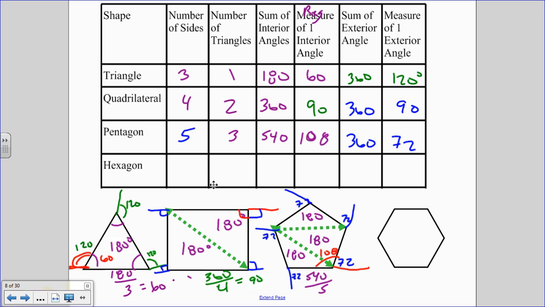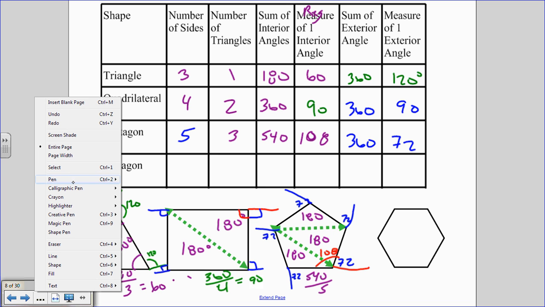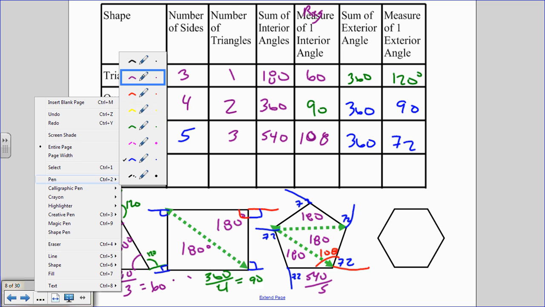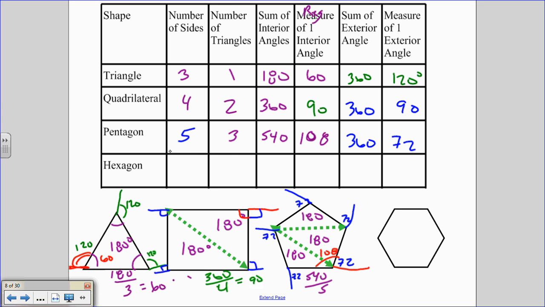So far you should be able to see some patterns. And we're going to use that to help us figure out the next line. Alright, so a hexagon is 6-sided. The number of triangles, let's predict it's going to be 4.